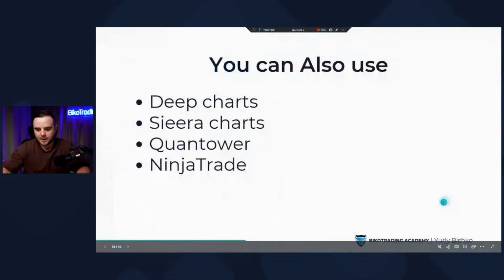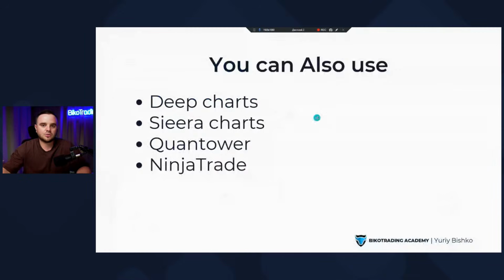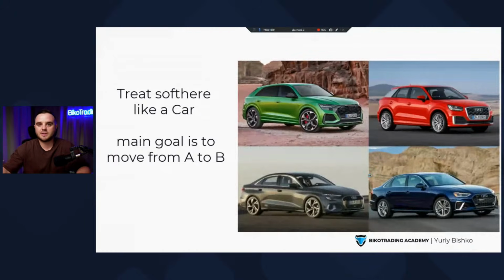Quite a lot of you use other platforms: Deep Charts, Quantower, NinjaTrader. Remember, it's not a big deal which platform you use, because you need to compare those platforms like cars. Your major goal is to move from point A to point B. I use ATAS because I know the developers and have good connections with them, but imagine I drive an Audi and you drive a BMW. Everything is okay. You make your decision and choose what suits you better. It's not a big deal.